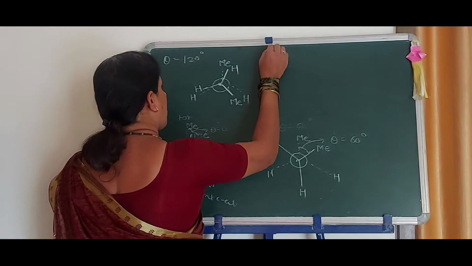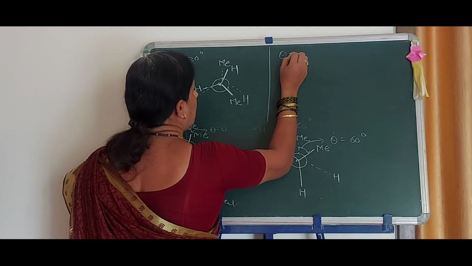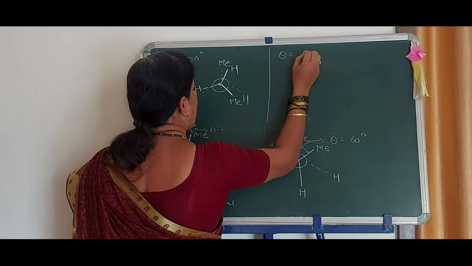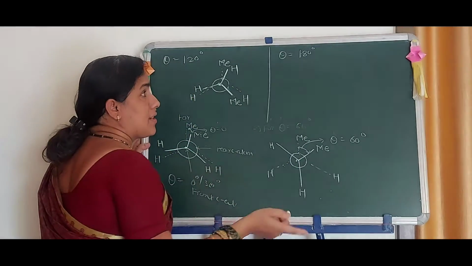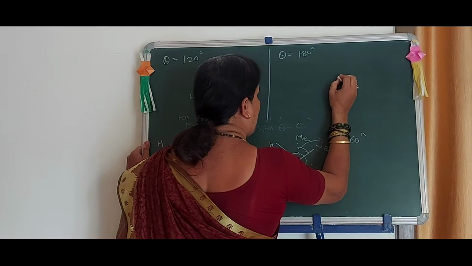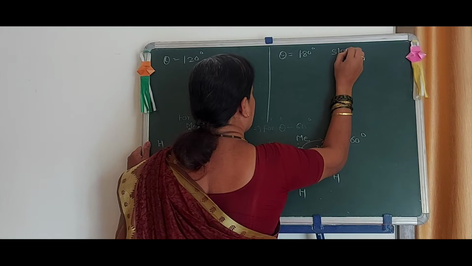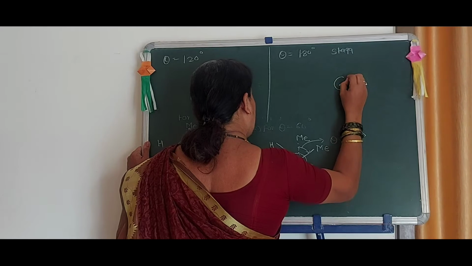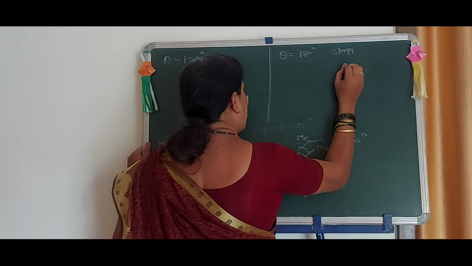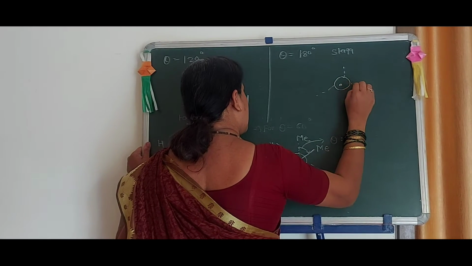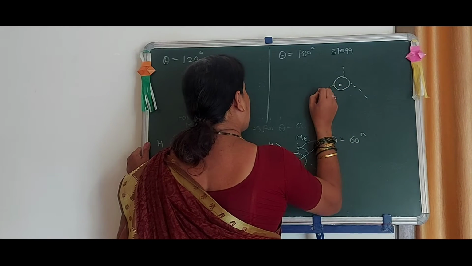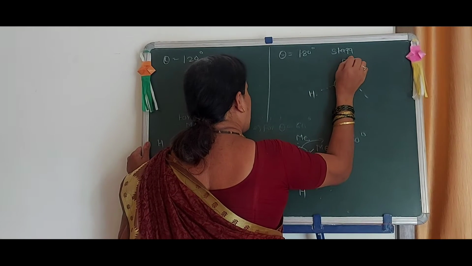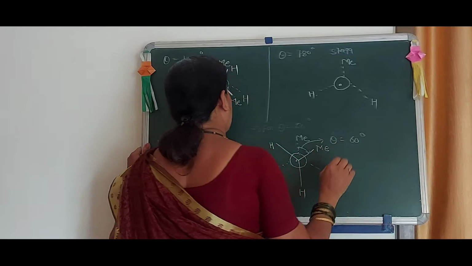Okay. Now for theta is equal to 180 degrees. It is a staggered structure. We have to again draw it. Here the staggered structure: dot for the front carbon atom, and the rear carbon atom here. We have to draw the front carbon atom as it is here. Here H, here Me, here H.